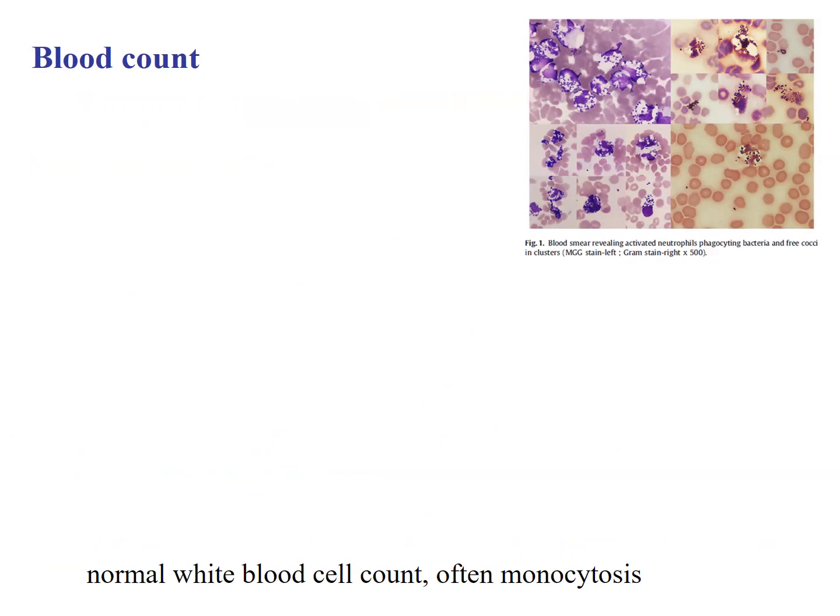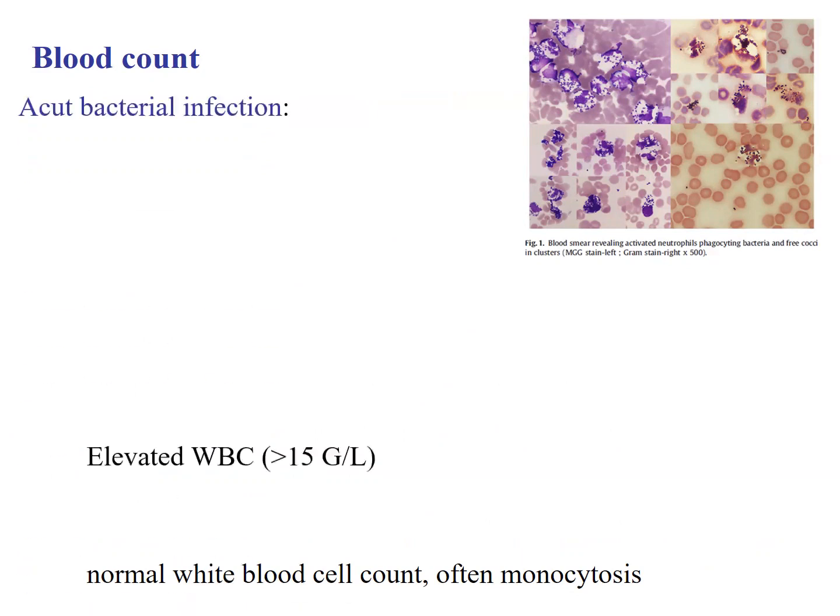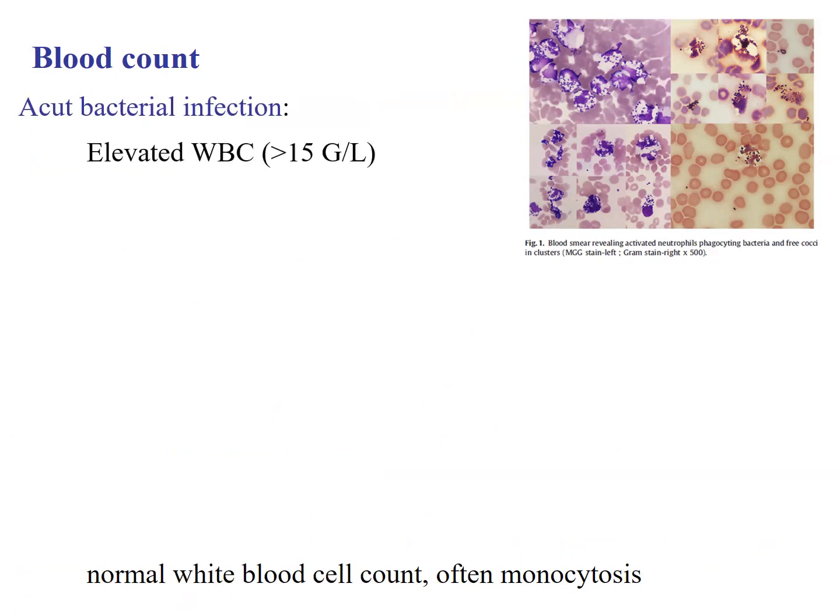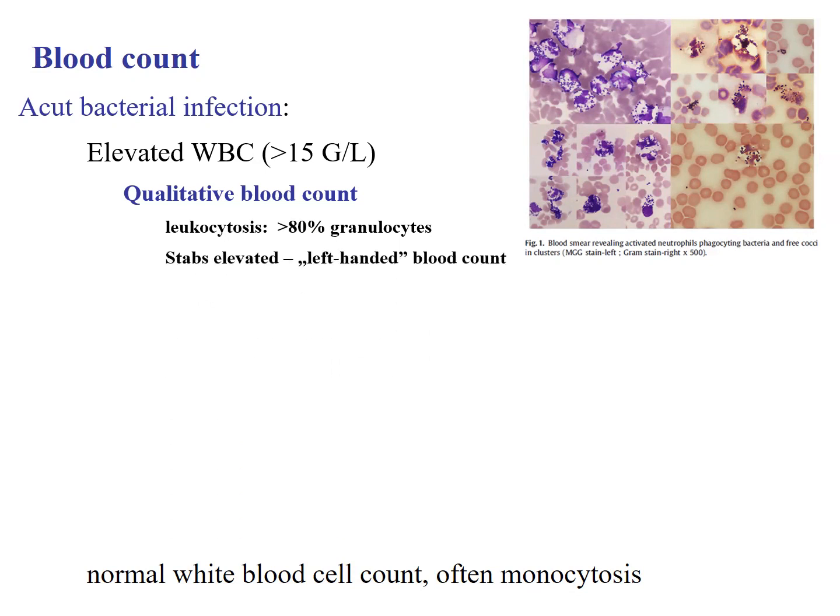Blood count. During acute bacterial infection, of course, many times we can find elevated white blood cells. And we also have to check, after this step, the qualitative blood count. And here we will find leukocytosis. More than 80% of leukocytes belong to the granulocytes, and many times we can find a left-shifted blood count, so the number of the steps elevated, and in some special cases we can find toxic granulation.